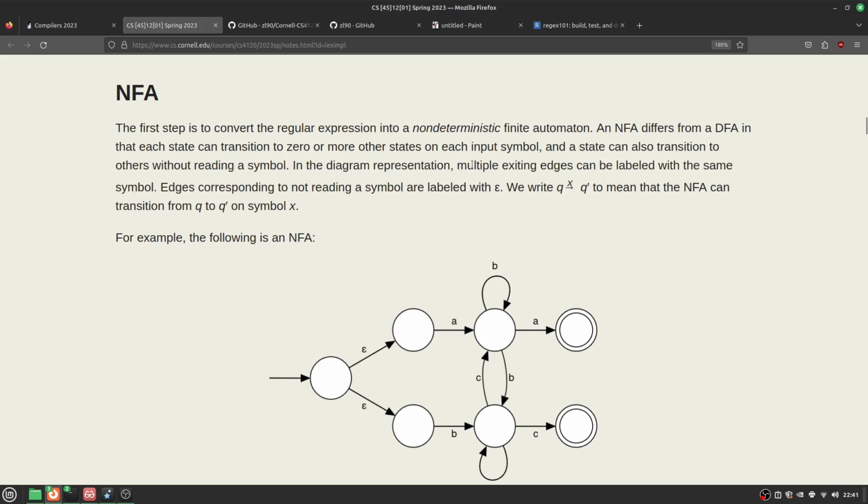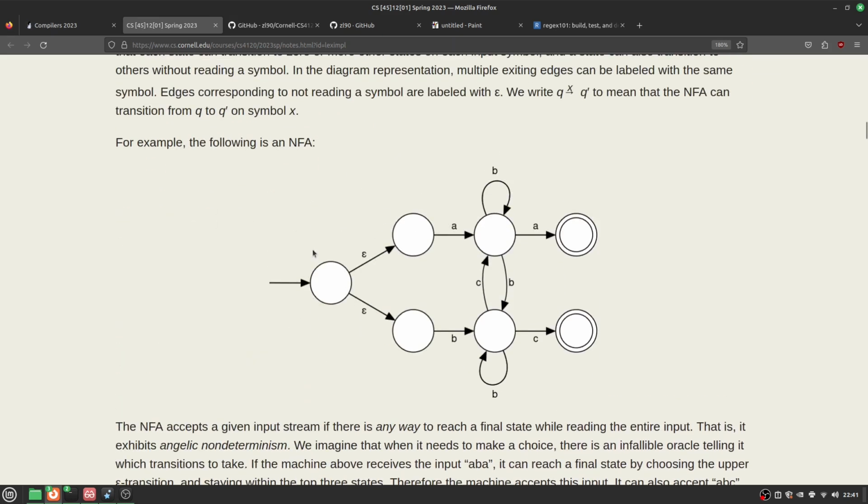In the diagram representation, multiple exiting edges can be labeled with the same symbol. Edges corresponding to not reading a symbol are labeled with epsilon. We write Q, arrow labeled X, Q prime to mean that the NFA can transition from Q to Q prime on symbol X. So Q can go to Q prime on symbol X. Makes sense? For example, the following is an NFA.